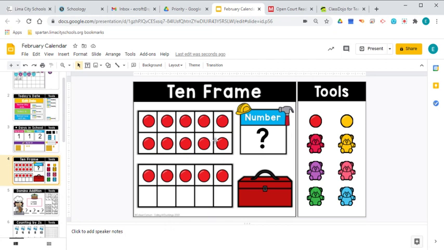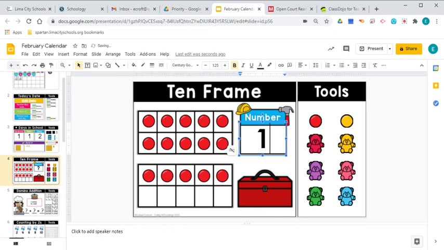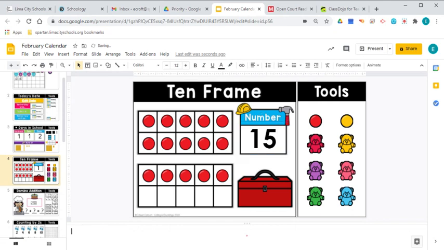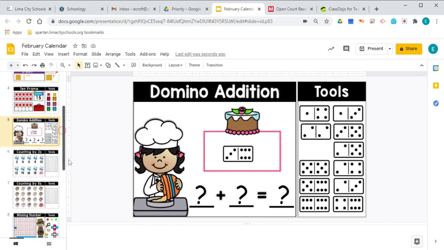All right, now we're taking a look at our 10 frames. One is completely full and one is full on the top row. So I think you know what that means. So we've got one complete 10, and then if it's full on the top row, that means we have 5, right? So we have 5 extra ones. So 110 and 5 extra ones means we have how many altogether? 15.